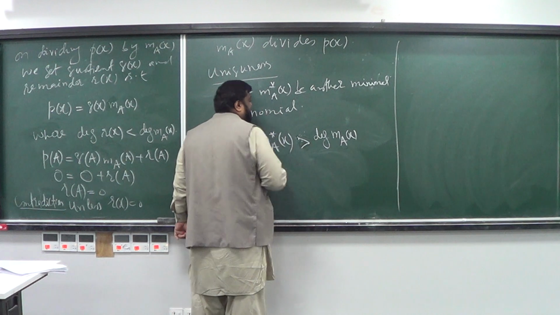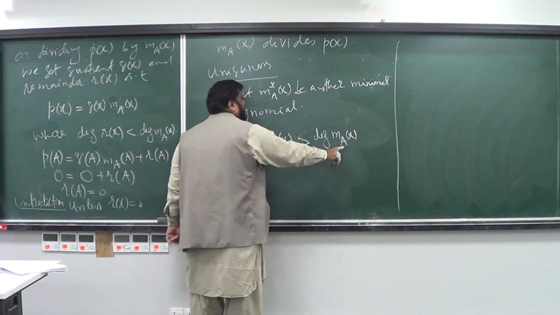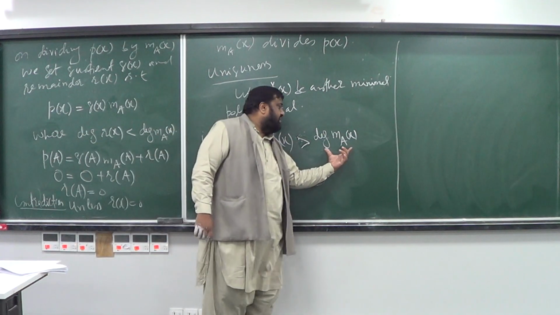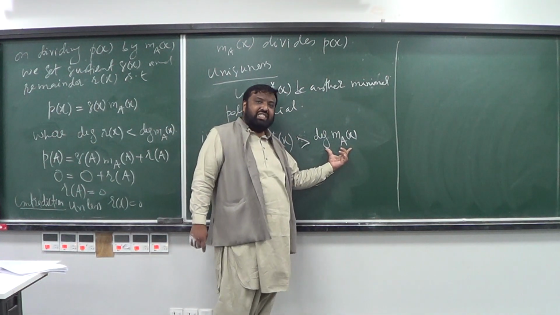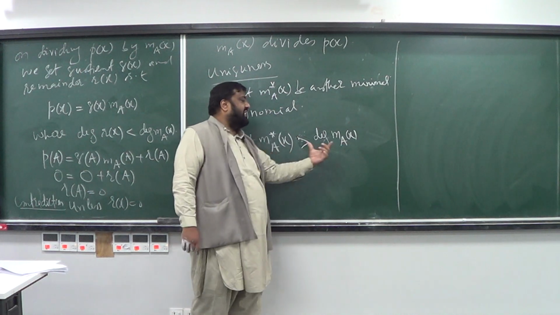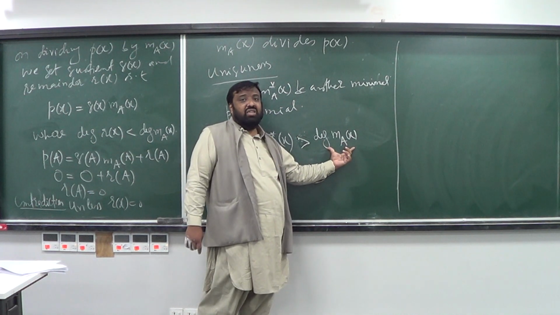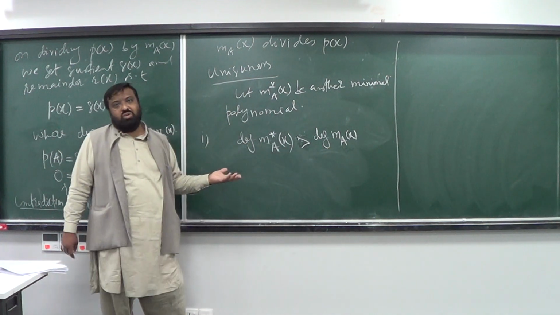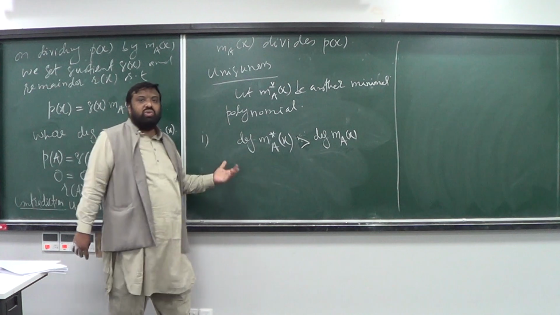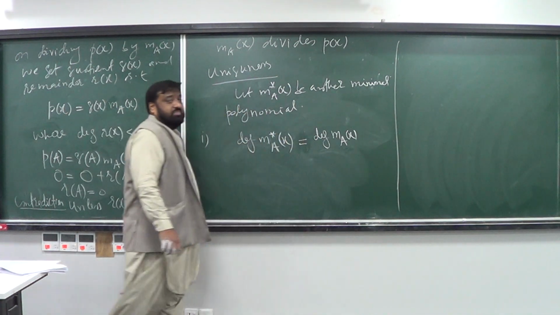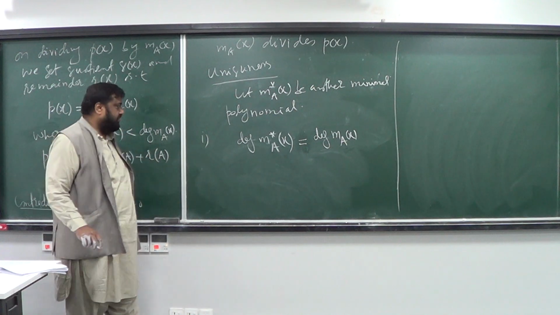But what if I assume that the degree of m A star of x is bigger than m A of x? That means now you have a polynomial of less degree than the minimal polynomial that annihilates the matrix A. So this means m A star of x is not a minimal polynomial. So there is no choice except saying that these two polynomials should have the same degree. Okay, this is the one thing.